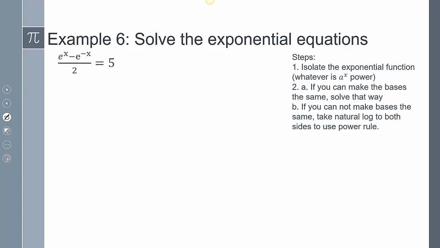Next one. Well, it looks like I need to get rid of this 2 out of the denominator, so I'll multiply both sides by 2. So now I have e to the x minus e to the negative x equals 10. Yikes.